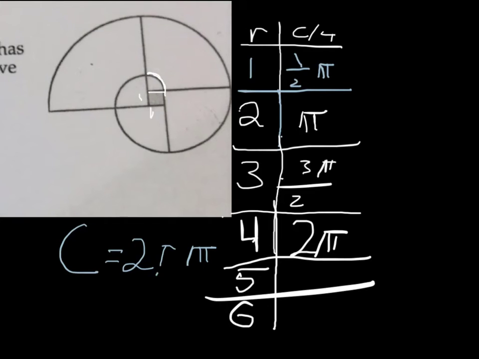So 5, that'd be 10. 10 divided by 4 pi. 10 over 4 pi. Let's see, divide by 2. That could be 5 over 2 pi. Okay. And our last and biggest one. This one right here. Looks like an egg. 6, so that'd be 12, so 3 pi.